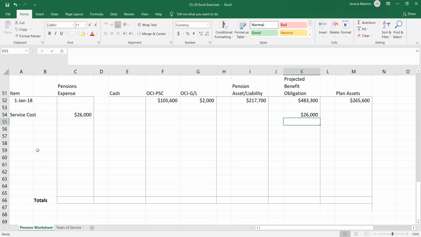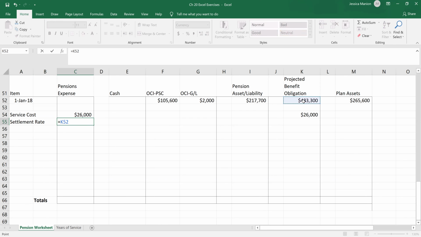What else do we got here? Settlement rate is the next thing they give us. Settlement rate. And remember that settlement rate is 10% of that projected benefit obligation. So settlement rate equals projected benefit obligation times 10%. So that settlement rate increases our pension expense, increases our projected benefit obligation.